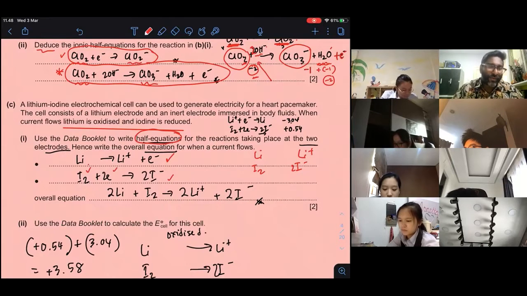And then write the overall equation. You need to put the 2 to cancel the 2 electrons, and you will get the overall equation as this. Quite easy.